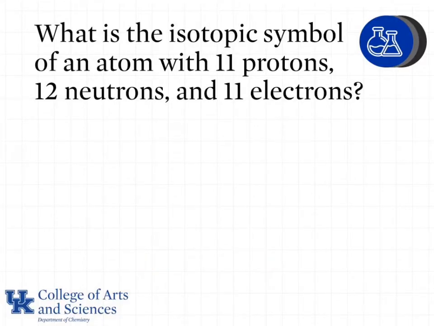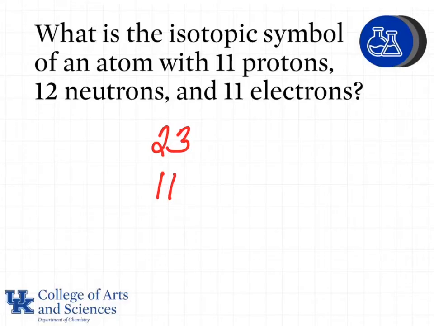What is the isotopic symbol of an atom with 11 protons, 12 neutrons, and 11 electrons? The first thing we have to do is figure out what the atomic number and mass number are. So we know the atomic number is 11 because we're told we have 11 protons. Our mass number is 23 because we have 11 protons and 12 neutrons, and 11 plus 12 equals 23.